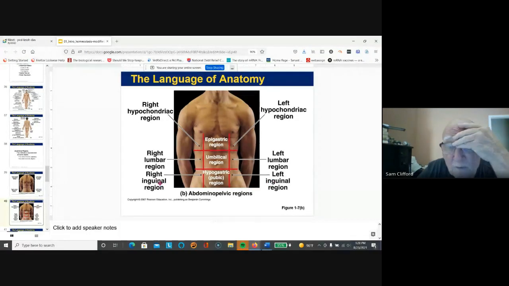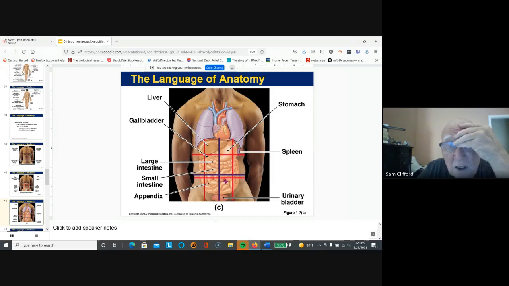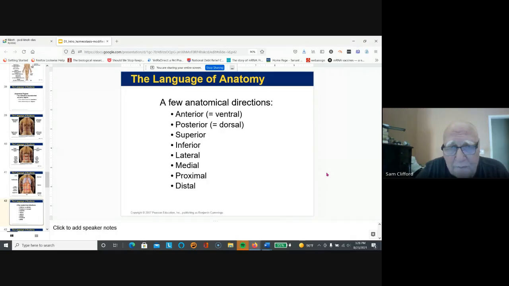Inguinal refers to the canal through which the blood vessels and nerves go to the reproductive organs. The inguinal canal is mostly talked about in males. Okay, so we'll be talking about all of these in A&P 2, but you should be able to identify the structures of the abdominal pelvic region. So go ahead and study these and so on.